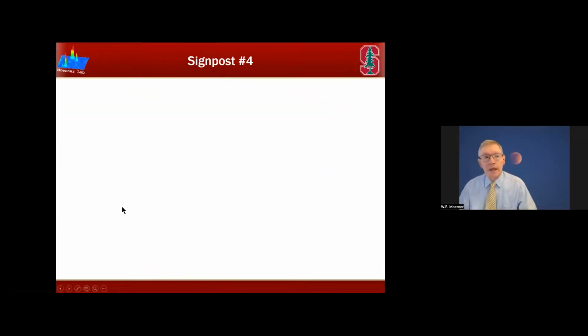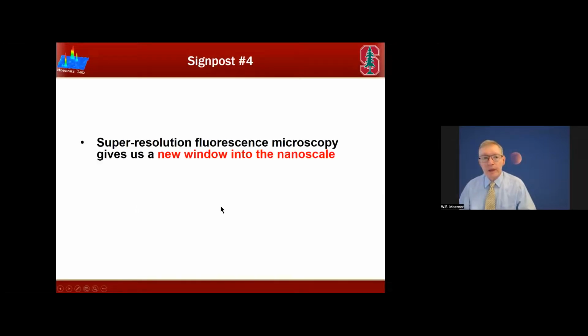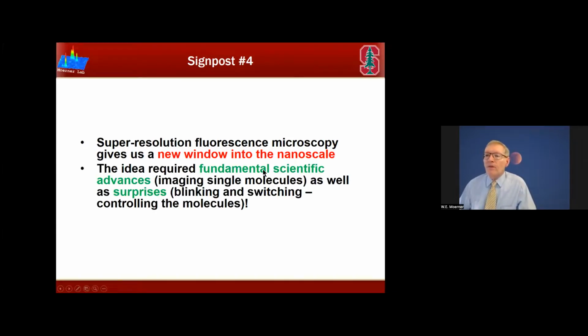So my signpost from this part, hopefully you've been following along: this super resolution fluorescence microscopy gives us a new window into the nanoscale, into shapes and structures beyond the diffraction limit. And the idea required fundamental scientific advances, being able to image single molecules, as well as the surprises that can occur when you look at a new regime, blinking and switching and so on, controlling the molecules. So hopefully you see how all of these things fit together to make this work. Okay.